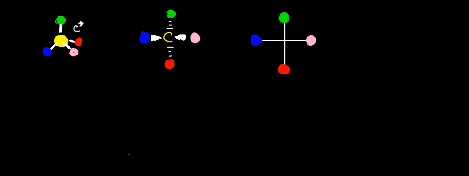A Fischer projection is a very simple and quick way of representing an asymmetric carbon. Here's an asymmetric carbon, and to set it up like a Fischer projection, we turn it so it is shaped like a cross. The horizontal arms are facing towards the viewer, and the ones that are vertical are facing away.